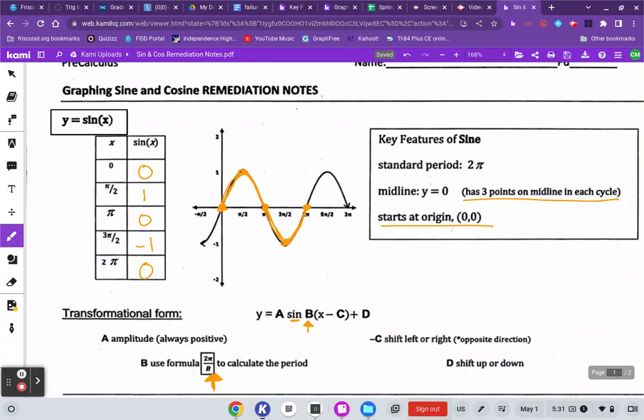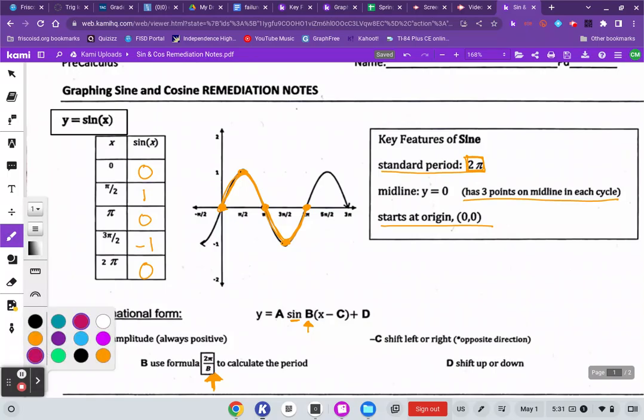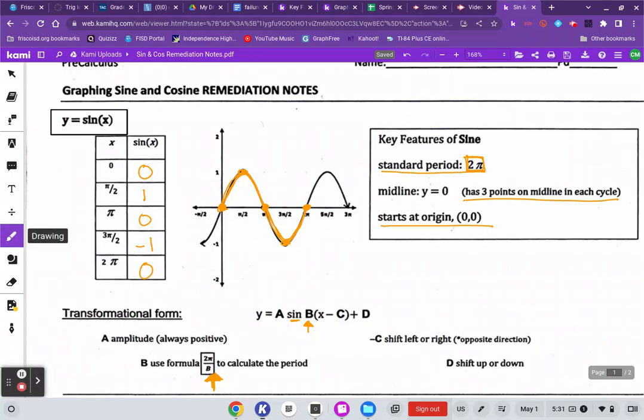The reason for that is because the standard period for sine as well as for cosine is 2 pi. Otherwise, in my transformational form, this number here that comes in front of the sine is the amplitude. Amplitude is always positive. Doesn't matter what value is in the A position, the amplitude is always positive.